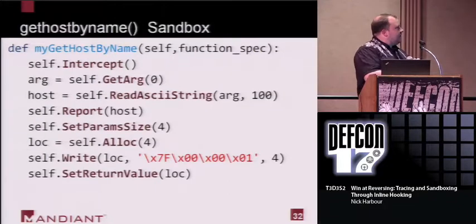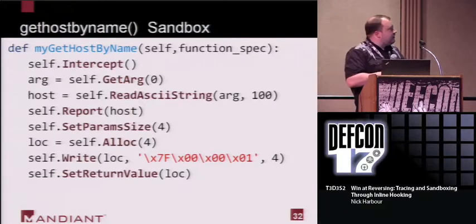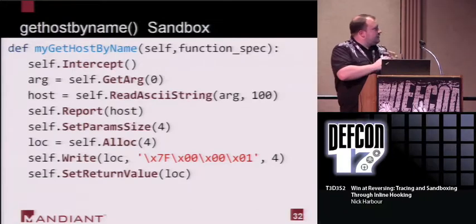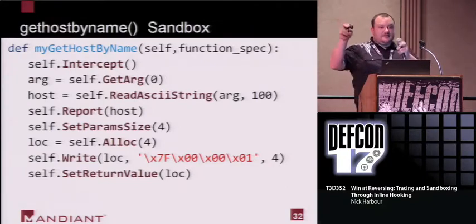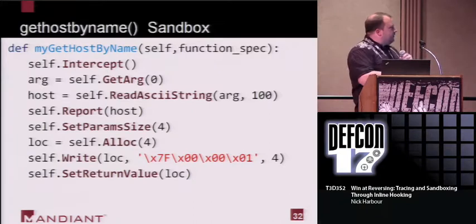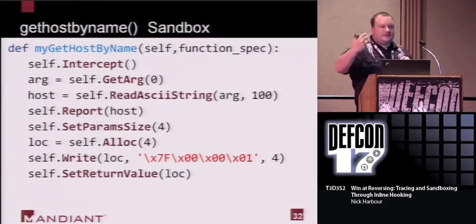Here's an example of a gethostbyname sandbox function. Very simple. At the beginning, we call intercept. I get the first argument to the function with get arg. I read the ASCII string that points to, because you just pass it the name, the DNS name that you want to look up. So at this point, host contains that DNS name. I go ahead and report that to the console so we know what we're looking up.